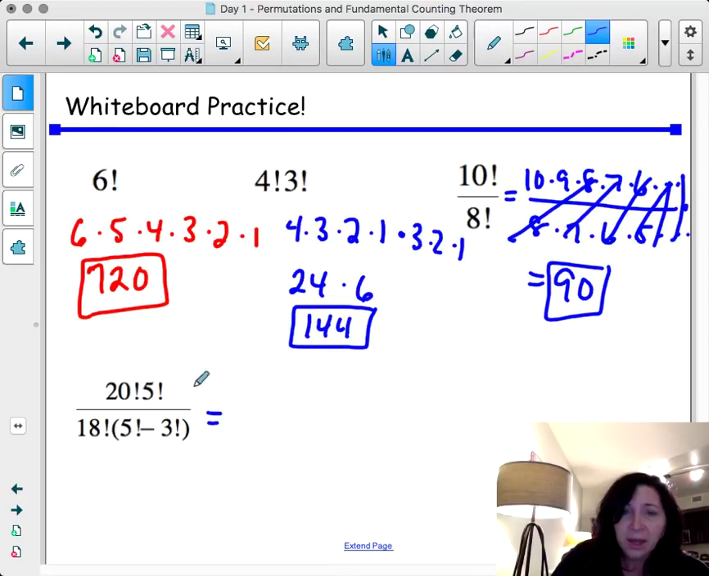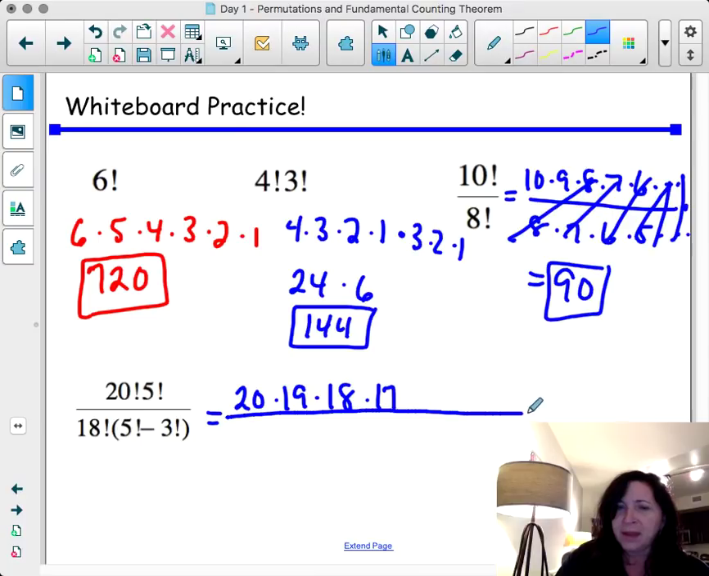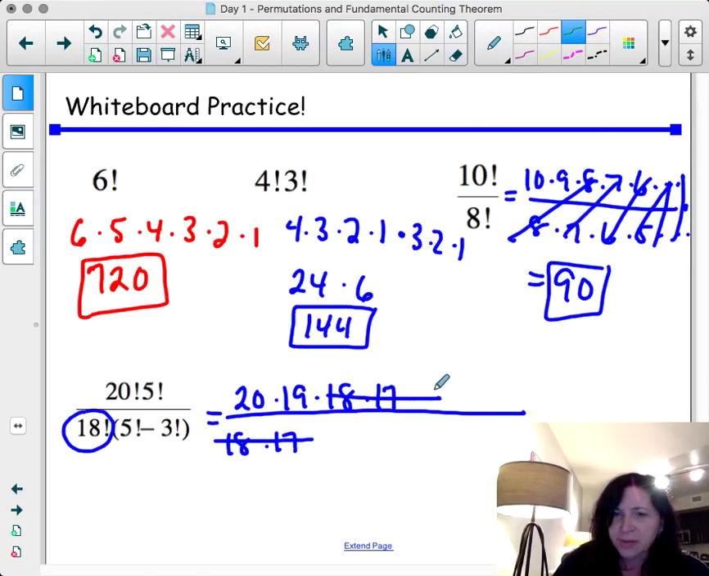This one, let's see. The 20 factorial is 20 times 19 times 18 times... Now, I don't really need to go any further than that because I noticed the 18 factorial at the bottom, which is going to start at 18 and go 17. And so these here will all cancel with the same terms in the top. And then you have 5 factorial. So that's going to be 5 times 4 times 3 times 2 times 1.